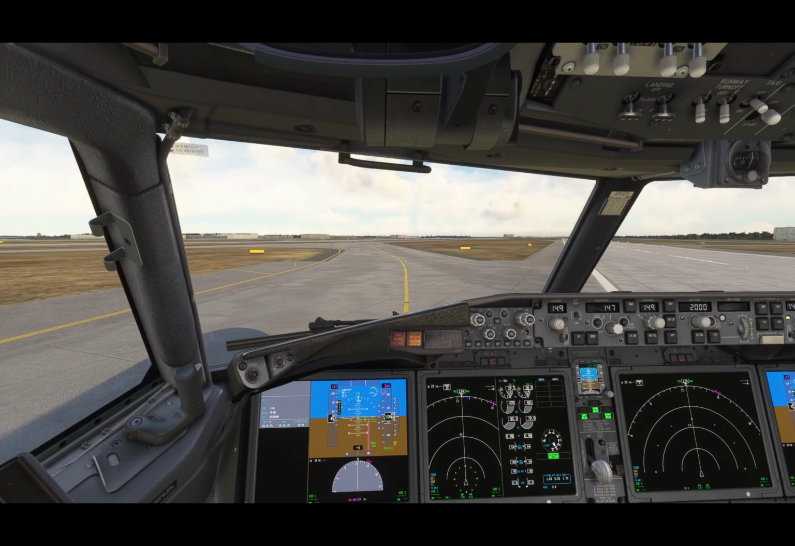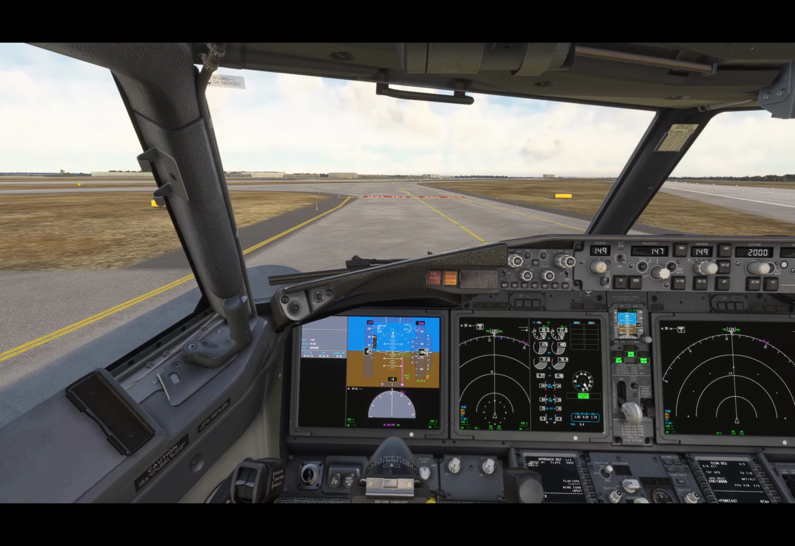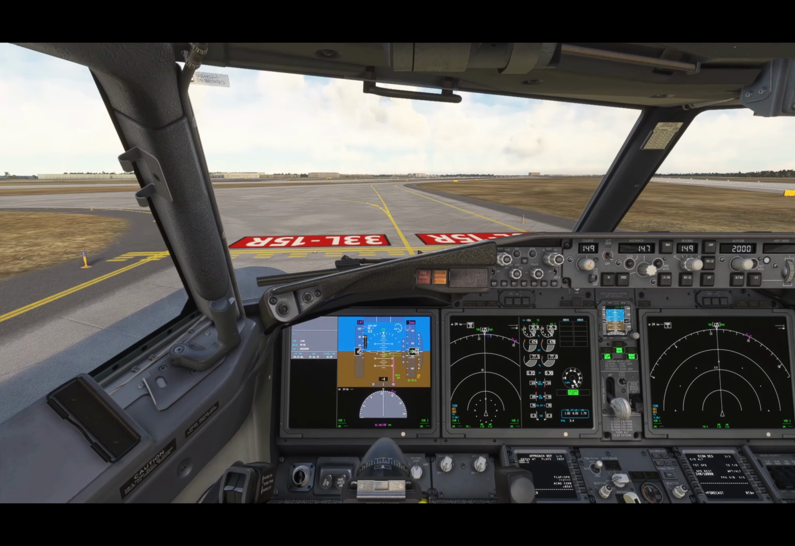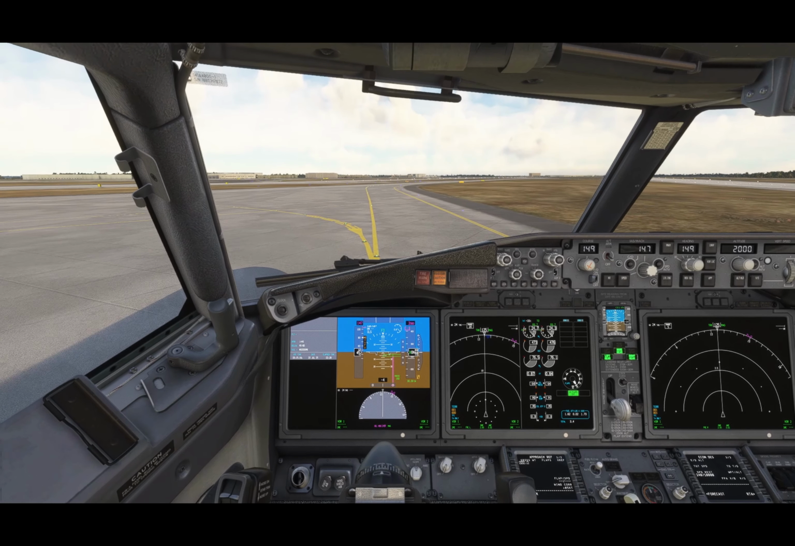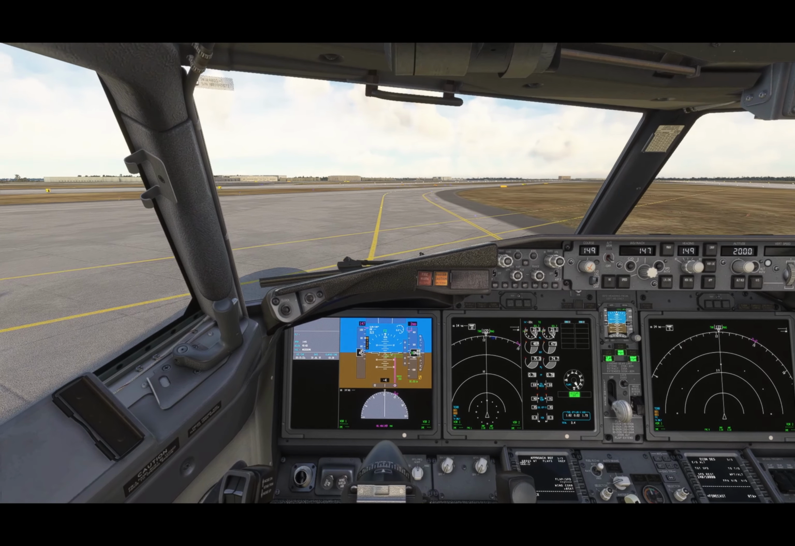Now, one thing you may notice is when those reversers deploy, you're already at about 90 knots. That's because with the company I fly for, it's policy to make sure that the nose wheel is on the ground before extending those reversers.